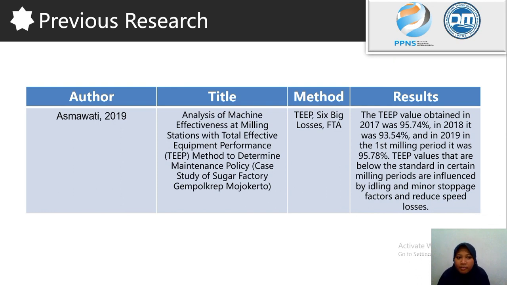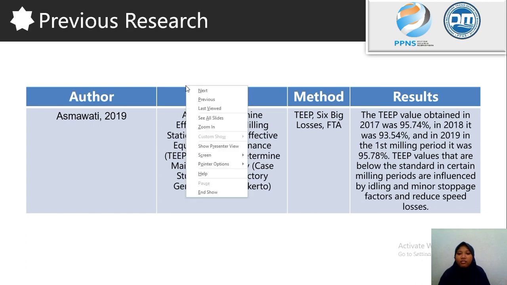And there are some previous researches that became references for this final project. The first research is from Asmawati 2019, titled Analysis of Machine Effectiveness at Milling Stations with Total Effective Equipment Performance or TEEP method to determine maintenance policy. This is a case study of Sugar Factory Gempol Krep Mojokerto. The methods used in this research are TEEP, six big losses, and FTA or fault tree analysis.